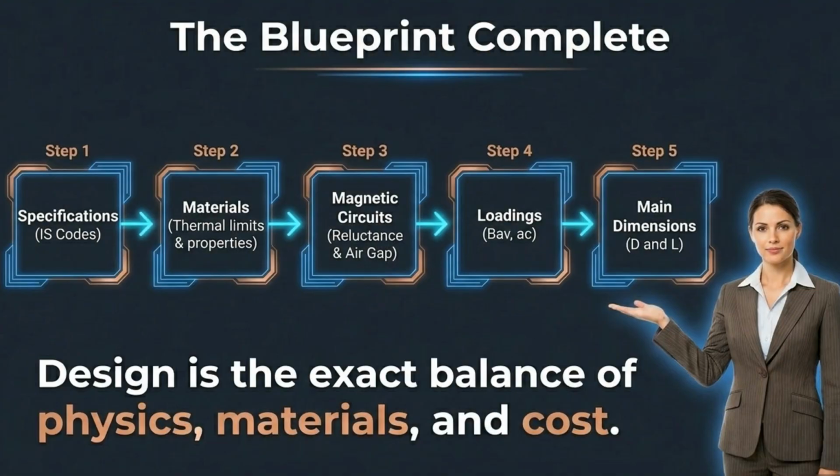To complete the blueprint, design follows 5 key steps: specifications, materials, magnetic circuits, loadings, and finally, determining the main dimensions. Design is a careful balance of physics, materials, and cost.